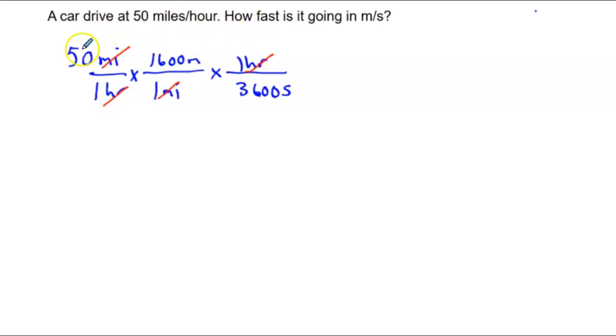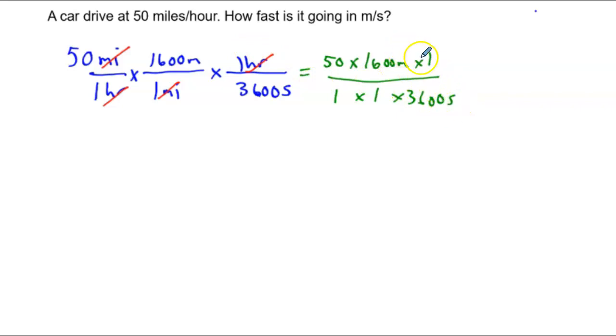So then our next step is to look at, we've got these units canceled out. The units that are remaining are meters and seconds. Any number that's on top of a line here, on one of the top of these ratios, gets multiplied, and then we divide by the numbers on the bottom. So if I were to rewrite this, just showing how I'm going to multiply together, I would say this is 50 times 1600 meters, times 1, divided by 1, times 3600 seconds. Note that all of the units canceled out except for those 2 units.